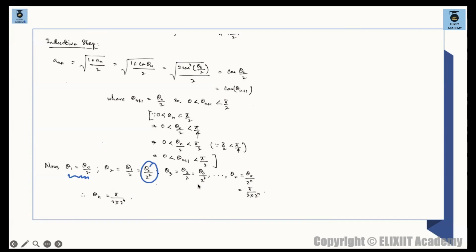And then theta 3 will be theta naught divided by 2 cubed, and so on. This will continue, and theta n will be theta naught divided by 2 raised to the power of n. This will continue in this sense. So theta n is theta naught divided by 2 raised to the power of n.